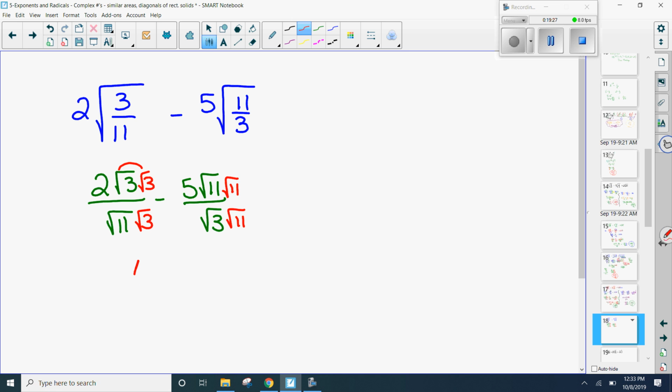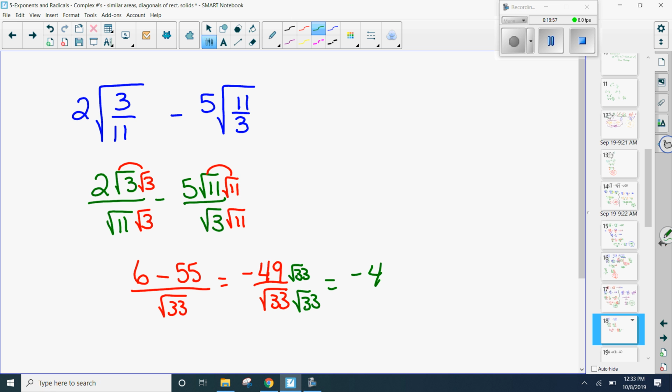So the numerator becomes 6 and negative 55 over the square root of. Those are already prime, they're both prime numbers. So it's just going to become the square root of 33. So if you subtract, you end up with negative 49 over the square root of 33. And if you rationalize the denominator, you end up with negative 49 radical 33 over 33.